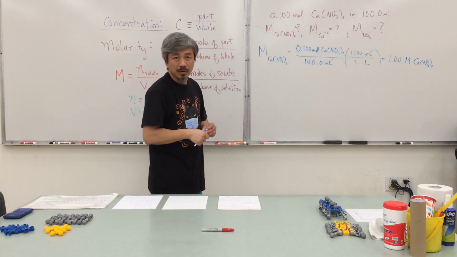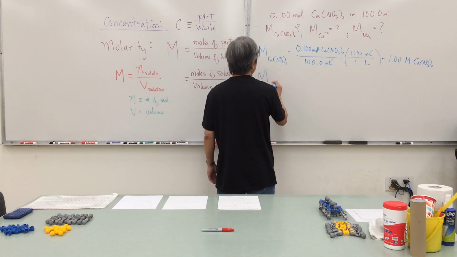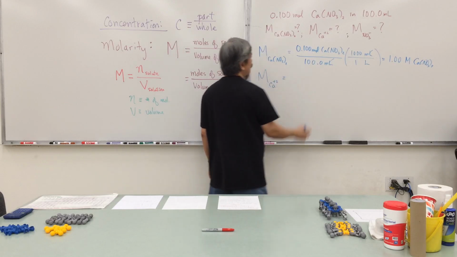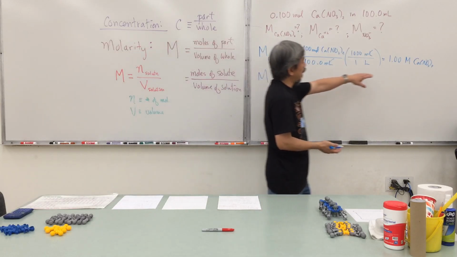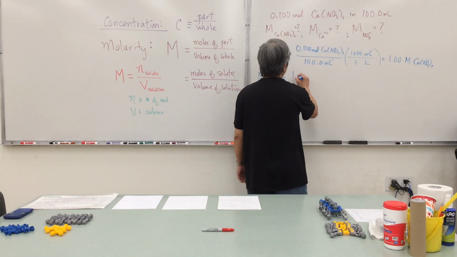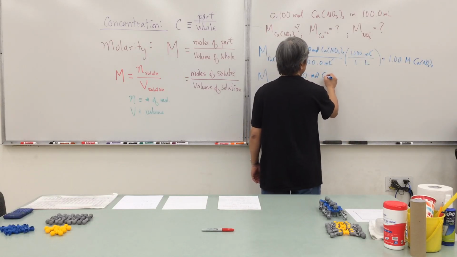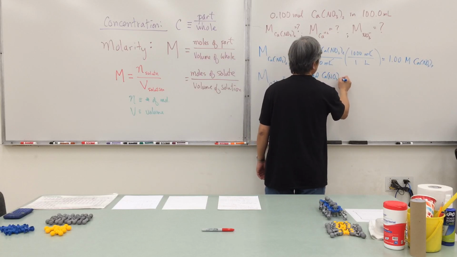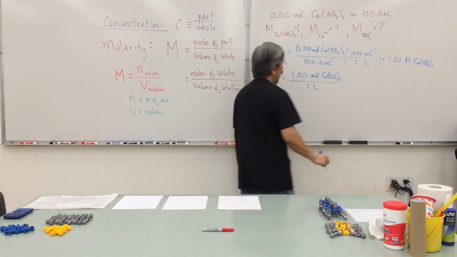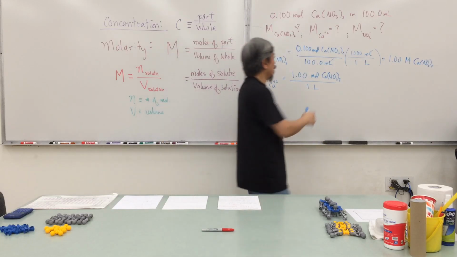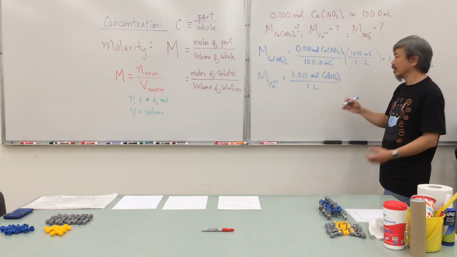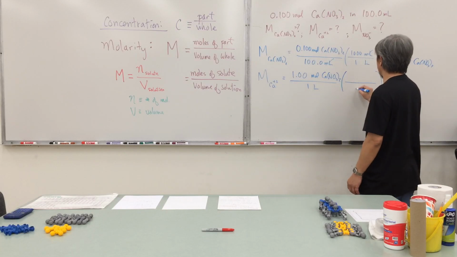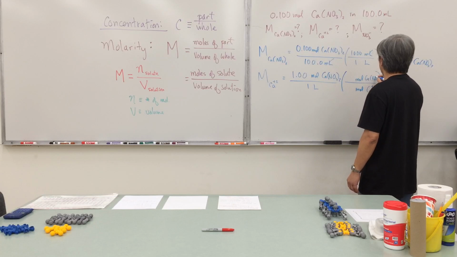That seems pretty easy. What about the next part? What if I want to find just the calcium ions? Well, I know what the solution is. I know I have 1.00 moles of Ca(NO3)2 per 1 liter of my solution. Then I ask, of this 1 mole of Ca(NO3)2, how many moles of calcium ion do I have? I can now do a conversion right over here, looking at moles of Ca2+ ion to moles of Ca(NO3)2.